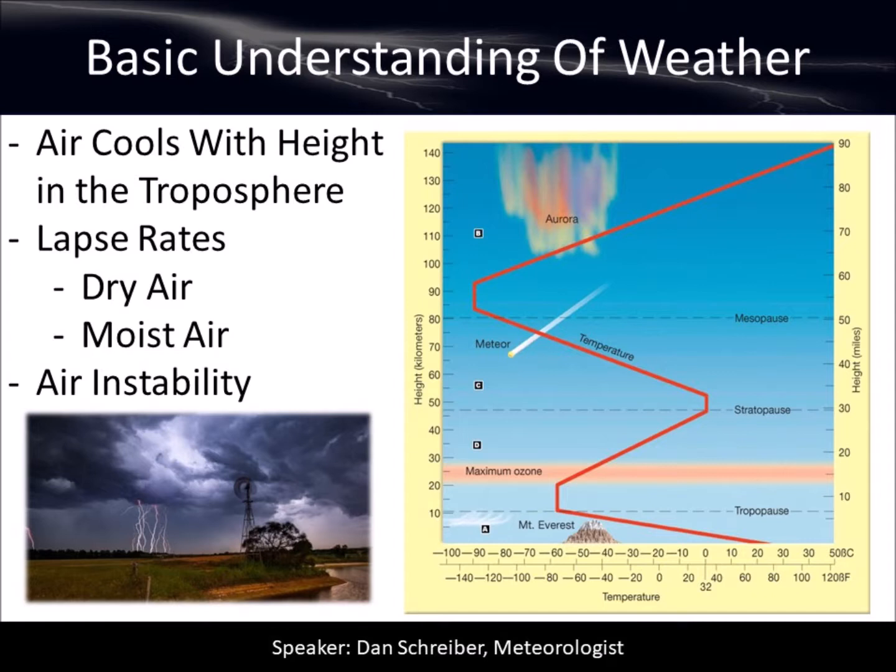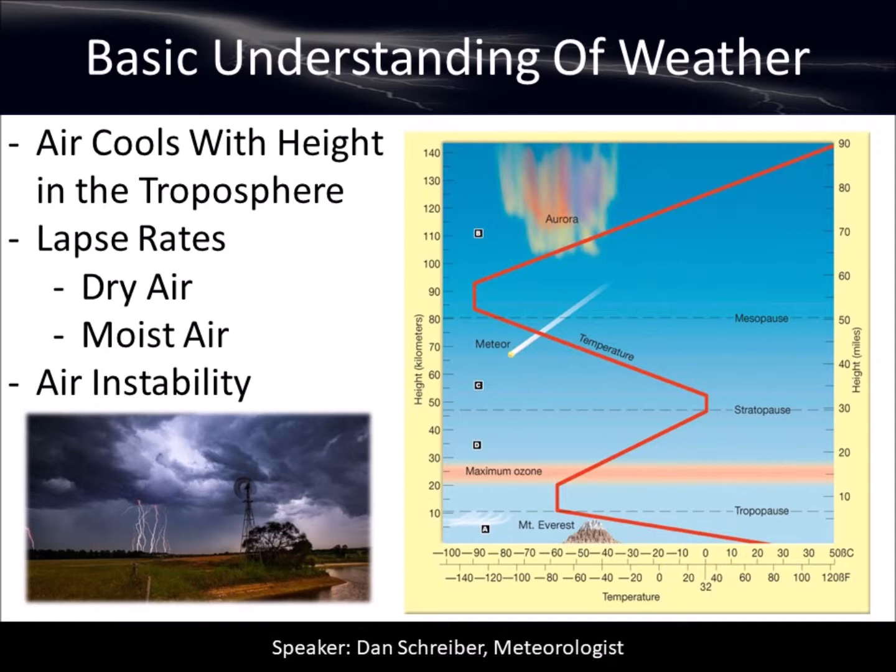The air is going to cool in the troposphere at a standard rate, depending whether it's moist or it's dry. Dry air is going to cool faster, moist air is going to cool a little bit slower, but they're both going to cool with height. Once we get into the stratosphere, the air starts to warm again with height. Then we get into the mesosphere and the air starts cooling again with height. Then we get to the thermosphere and the air starts warming again with height.